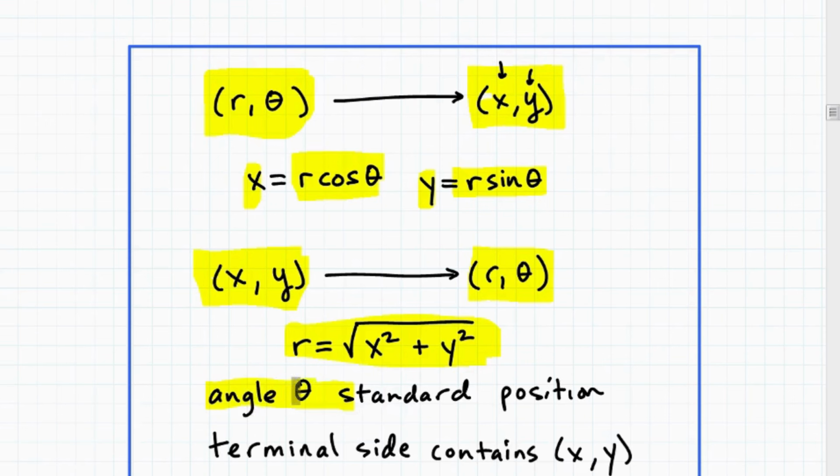Now, where it gets a little bit interesting is I've got to find the angle. Well, the angle, this angle theta, we need to have it in standard position. Standard position, again, means you start from the x-axis and go counterclockwise. When it's in standard position, this is the terminal side of the angle, and it's got to contain that point. All right, so let's see some examples, and this will make a little bit more sense.